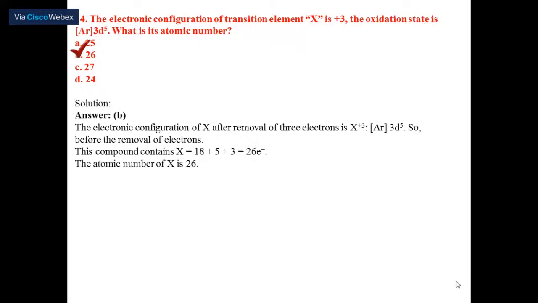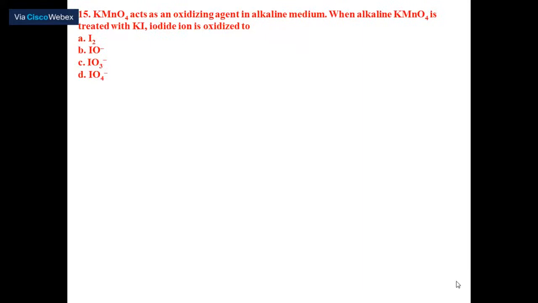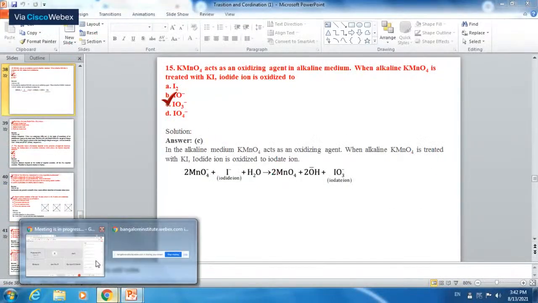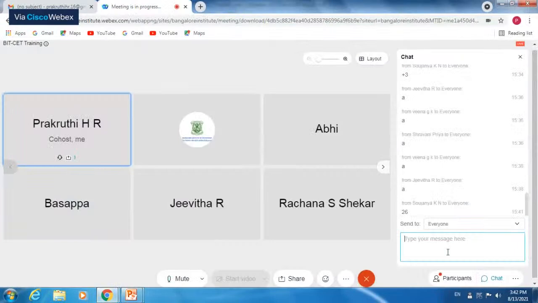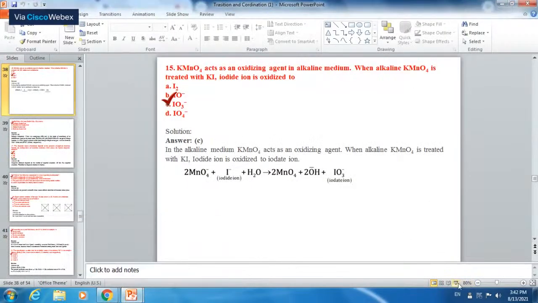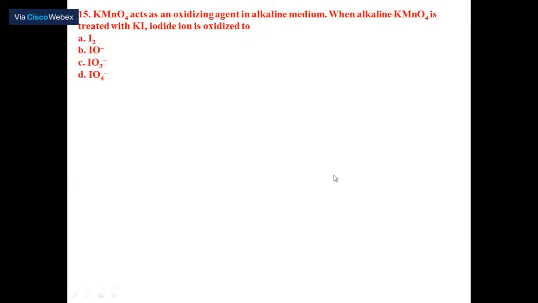Solution is B. Then, KMnO4 acts as an oxidizing agent in alkaline medium. When alkaline KMnO4 is treated with KI, the iodide ion is oxidized. What is the answer for this, students? Yes, Veena. Good, Saujanya. B. Okay Priya, Shravani, Priya, B. Let's see whether B is correct or not.